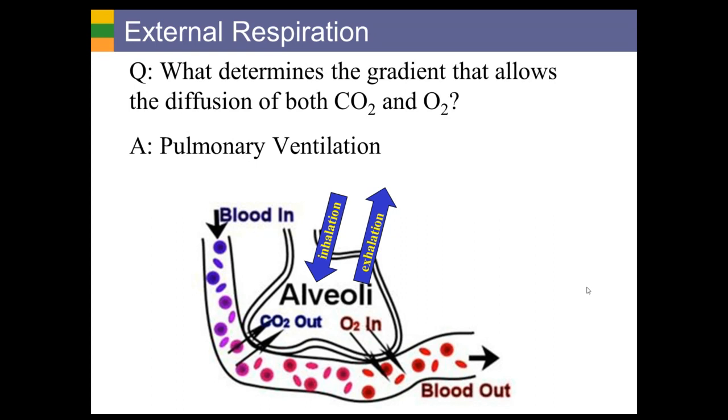Pulmonary ventilation makes sure that there is always an appropriate gradient between the air in the alveoli and the blood of the pulmonary capillaries, because that's what drives the oxygen entering the blood and the carbon dioxide leaving the blood. The reason why we breathe is to make sure that there is always the appropriate gradient. If you want to reduce the amount of carbon dioxide in your blood, how could you do that?